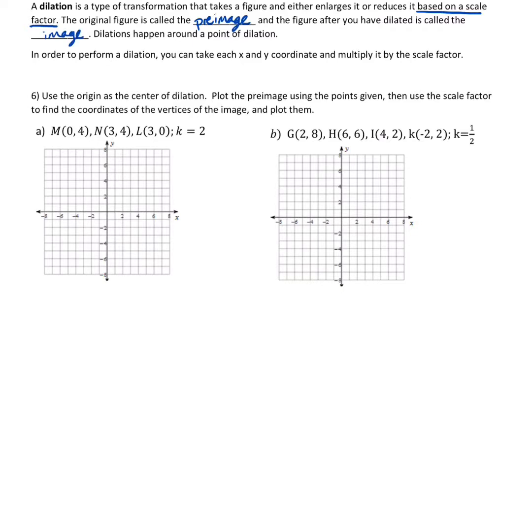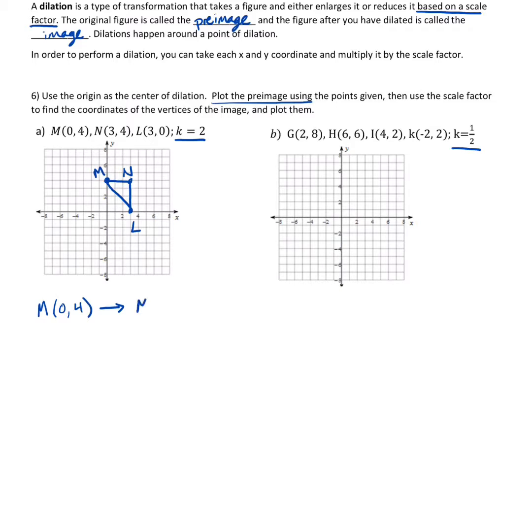So here's what we've got going on. Look, they even tell you what the scale factor is. Here's all that happens. I know that M is (0, 4). Well, we should probably plot these first. Plot the preimage and then plot the new one. Okay, so (0, 4), that's M, (3, 4), that's N, and (3, 0) is L. I get this lovely triangle.